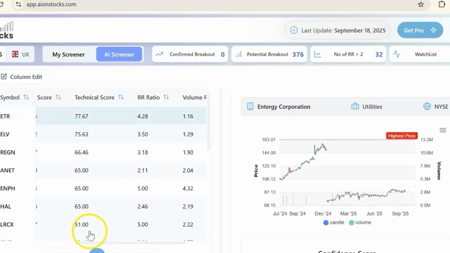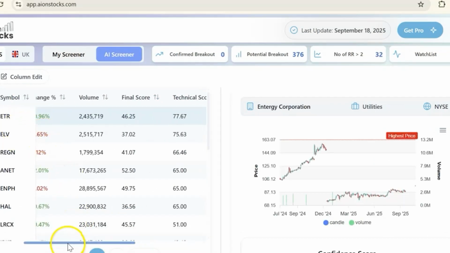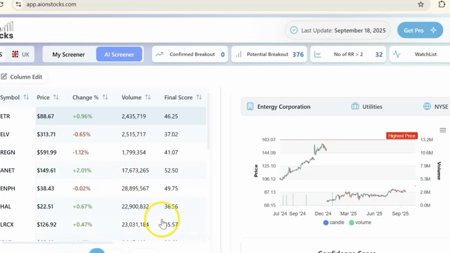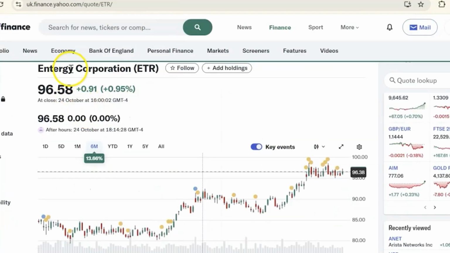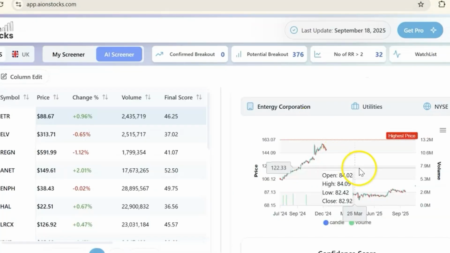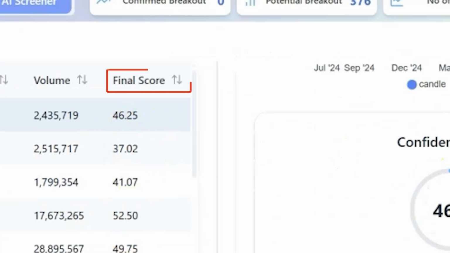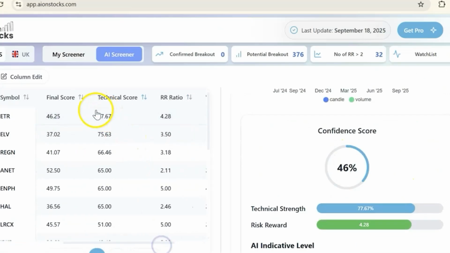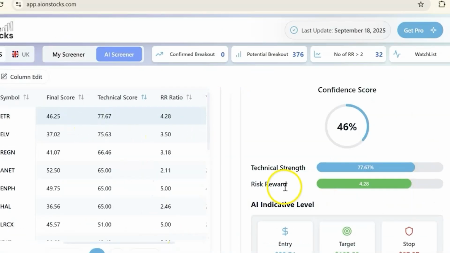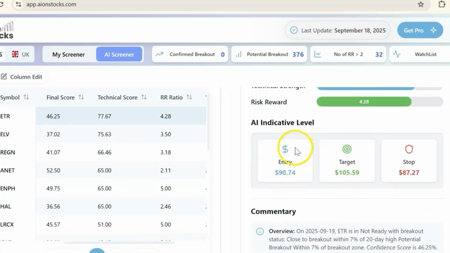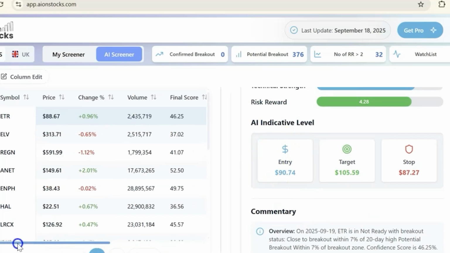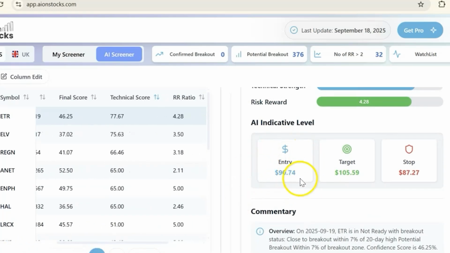If I'm looking at ETR, as on today's date it is at $88. Let's look at the 24th of October, which is when I'm making this video. You can see that ETR is right now trading at 96.58, and what the AI has projected is, although the overall final score is 46, it has a strong 77 technical score and good risk reward ratios. If the entry would have been 90, as the stock is trading at 88, the AI is assuming this trade should be at 90. The target is showing as 105.